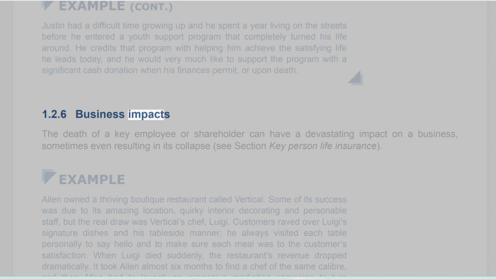1.2.6 Business Impacts. The death of a key employee or shareholder can have a devastating impact on a business, sometimes even resulting in its collapse. See section Key Person Life Insurance.